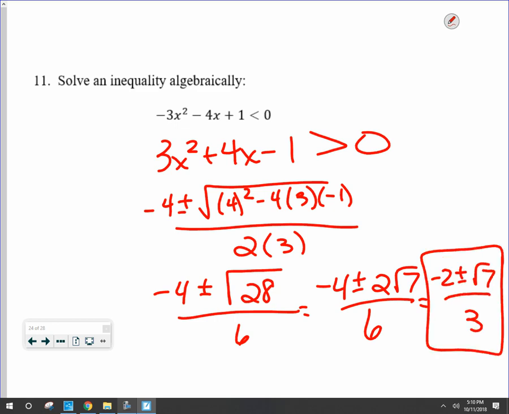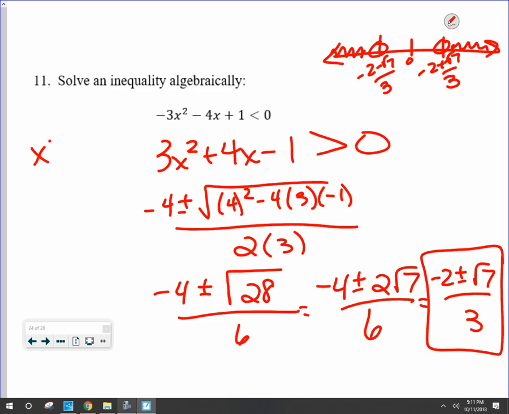So there are my critical values that I'm going to put on a number line now. Putting this up here at the top, you're talking about negative 2 minus the square root of 7 over 3, and negative 2 plus the square root of 7 over 3. Open circles as well. Testing a value like 0, it does not work again, so now I'm talking about the outside again. How I would write my solution then is x is greater than negative 2 plus the square root of 7 over 3, or x is less than negative 2 minus the square root of 7 over 3.